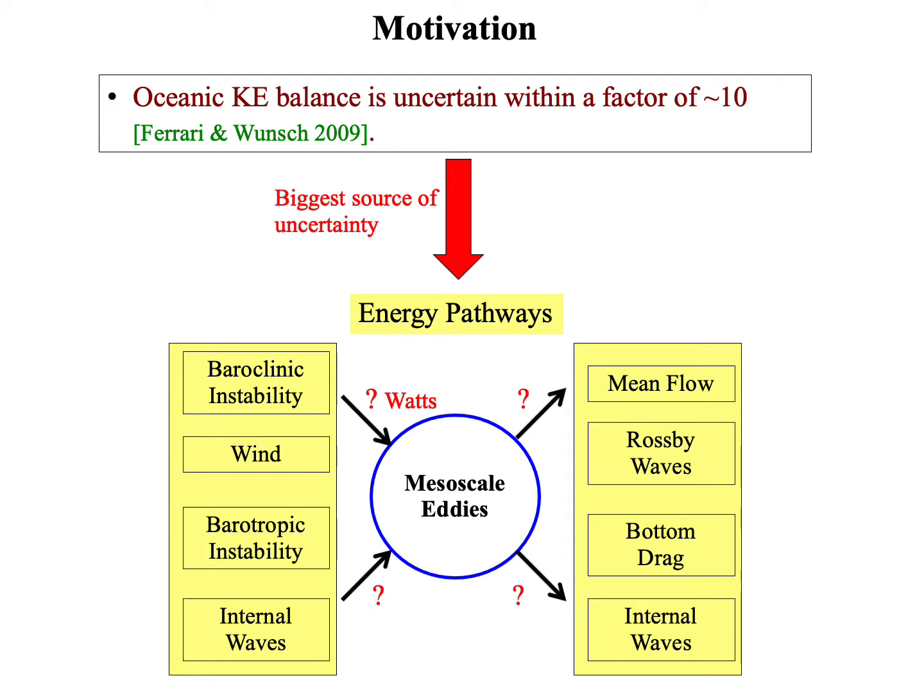The main motivation for us to use coarse graining is as a way to map the energy pathways in the ocean. We were motivated by this review article by Ferrari and Wunsch 2009, which identified a large uncertainty in the kinetic energy budget, mostly due to the uncertainty of sources and sinks into the mesoscale eddy field. We don't have numbers on these question marks, and the idea of coarse graining is to help us put numbers on these question marks.